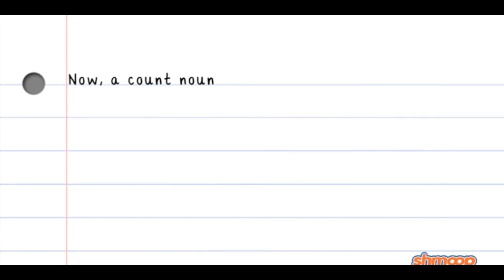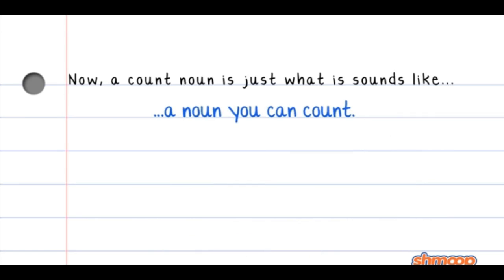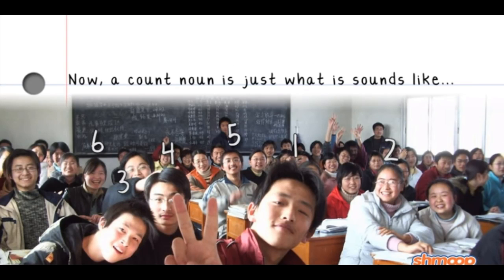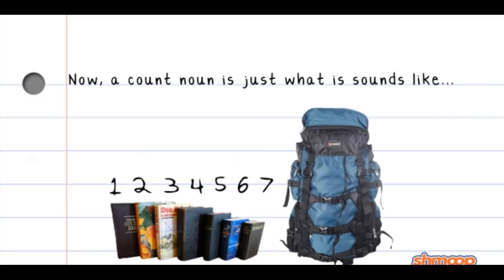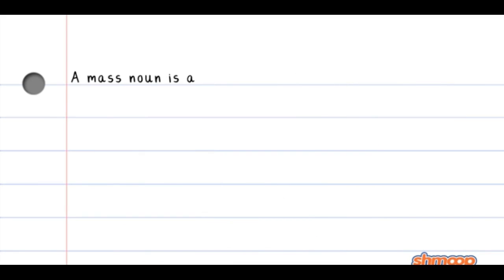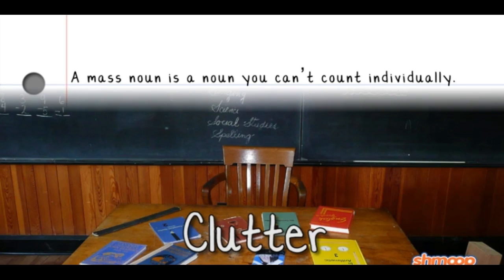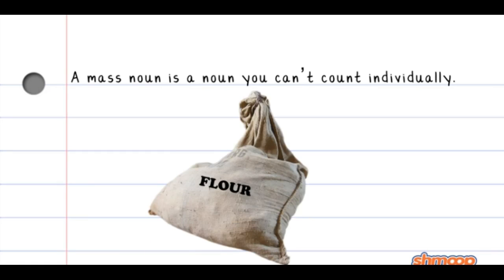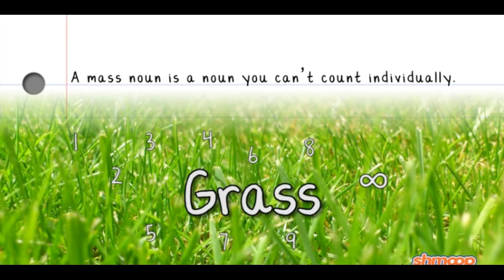Now, a count noun is just what it sounds like, a noun you can count. You can count the number of kids in your class, and the number of books in your backpack, and the number of pimples on Gary's face. A mass noun is a noun you can't count individually. You can't count the clutter on your teacher's desk, or the flour used to make the white bread they serve at lunch, or the grass on a football field.